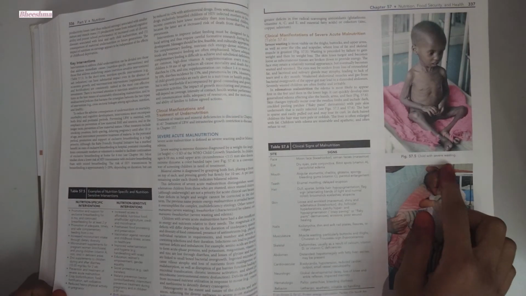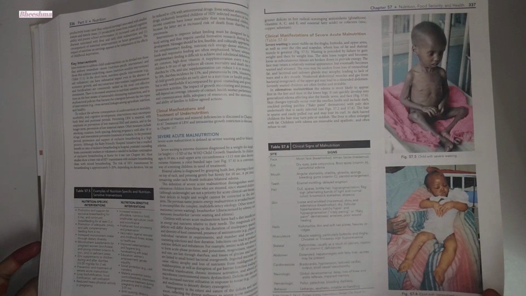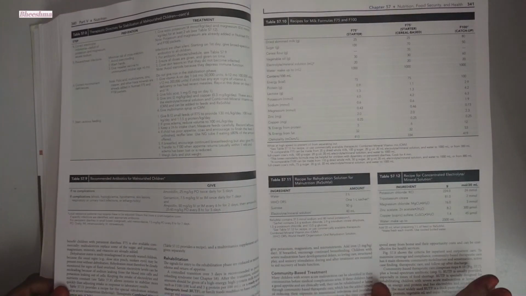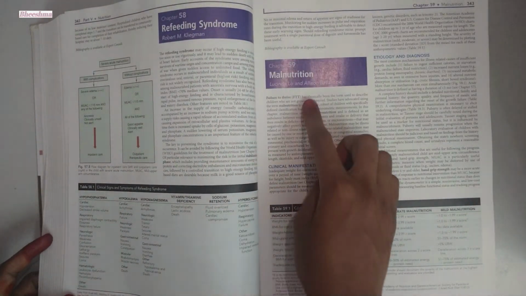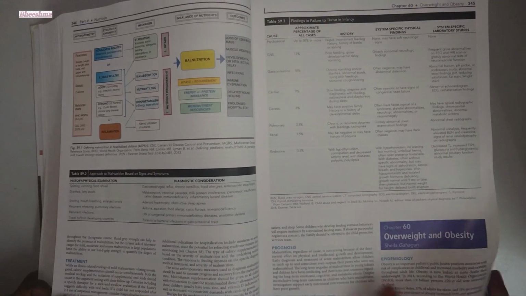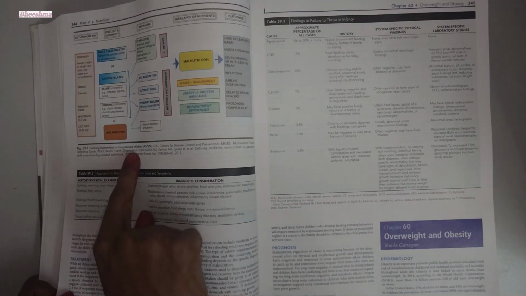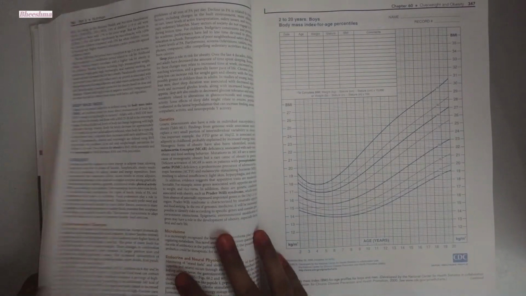Then the child with severe wasting, then the child with generalized edema. And here a table is given. And about refeeding syndrome, then malnutrition like clinical symptoms, etiology, diagnosis, treatment, prognosis, etc. And here defining malnutrition in hospitalized children, then overweight and obesity.